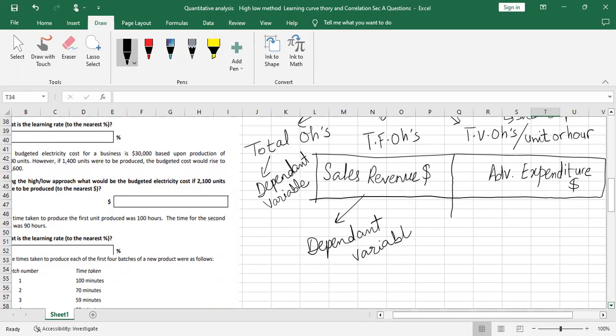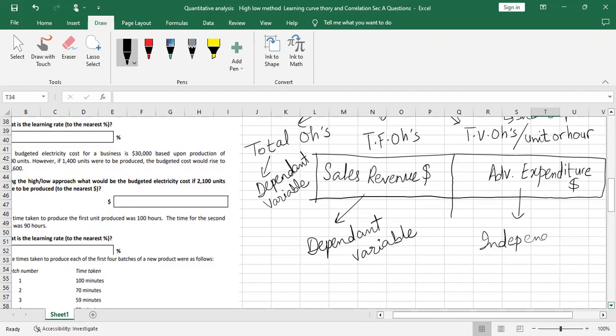Sales revenue is replacing total overheads, because sales revenue depends upon advertisement expenditure. If the advertisement expenditure of a company rises, it will definitely increase the sales revenue. If advertisement expenditure of a company falls, it will definitely reduce our sales revenue. So advertisement expenditure is the independent variable.